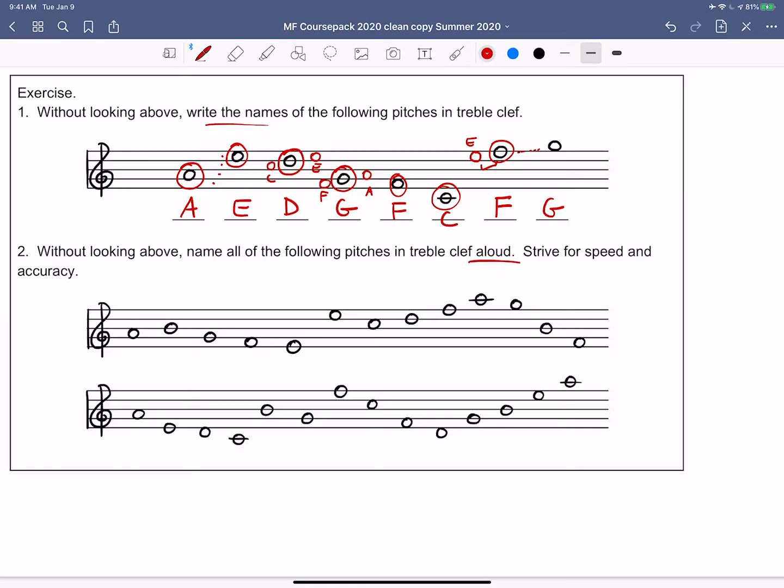All right, now going on to number 2, this is where I recommend not writing anything down, just doing this exercise aloud. Because you can use this a number of times. Just keep referring back to it as we go through the course. This is a great way to practice treble clef. So you want to go for speed and accuracy.